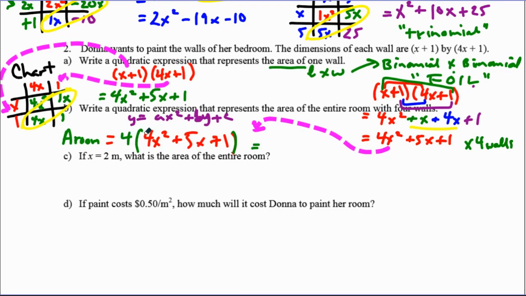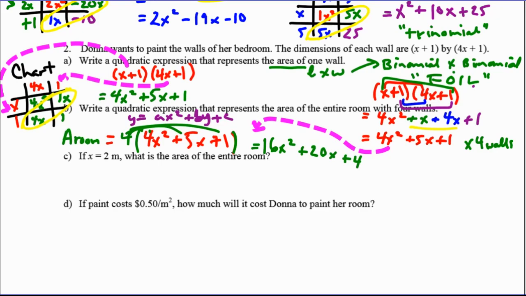So that's going to be 4 times 4 is 16x squared. Okay, so 4 times 4. And then 4 times 5 is 20x. And then 4 times 1 is 4. Sorry about this being so crowded. There's not a lot of space here. Okay, so then we can go to this next step.